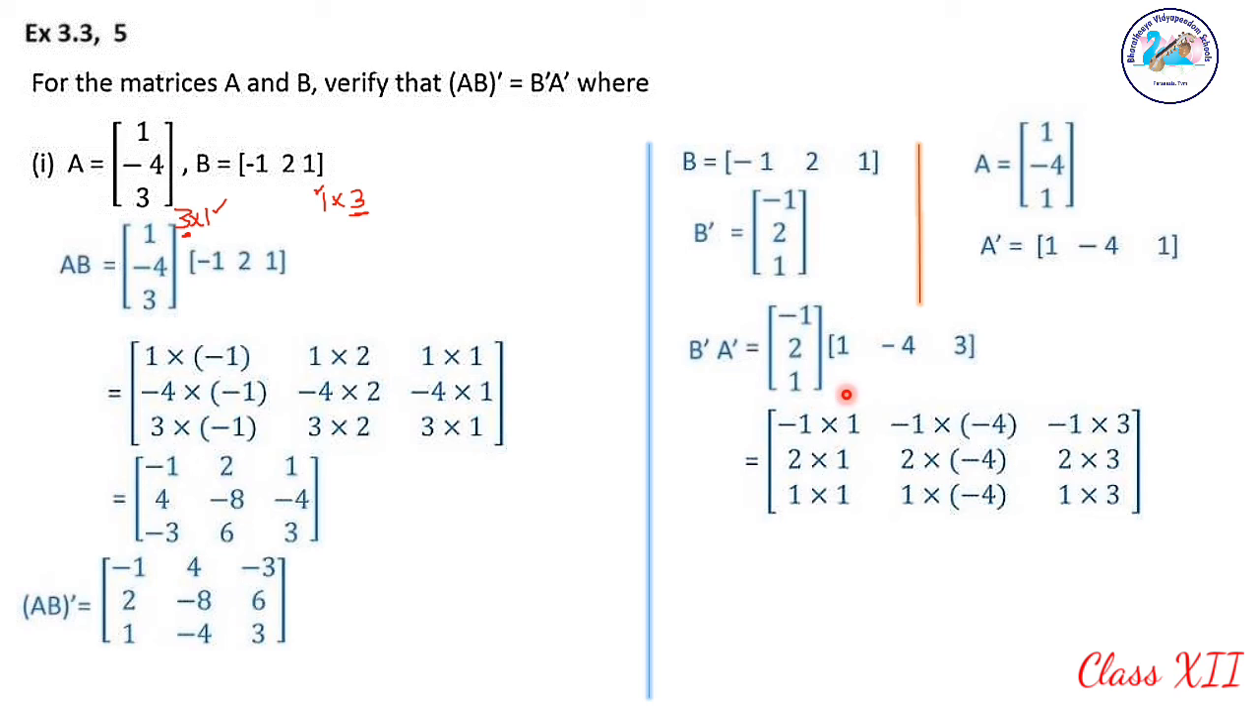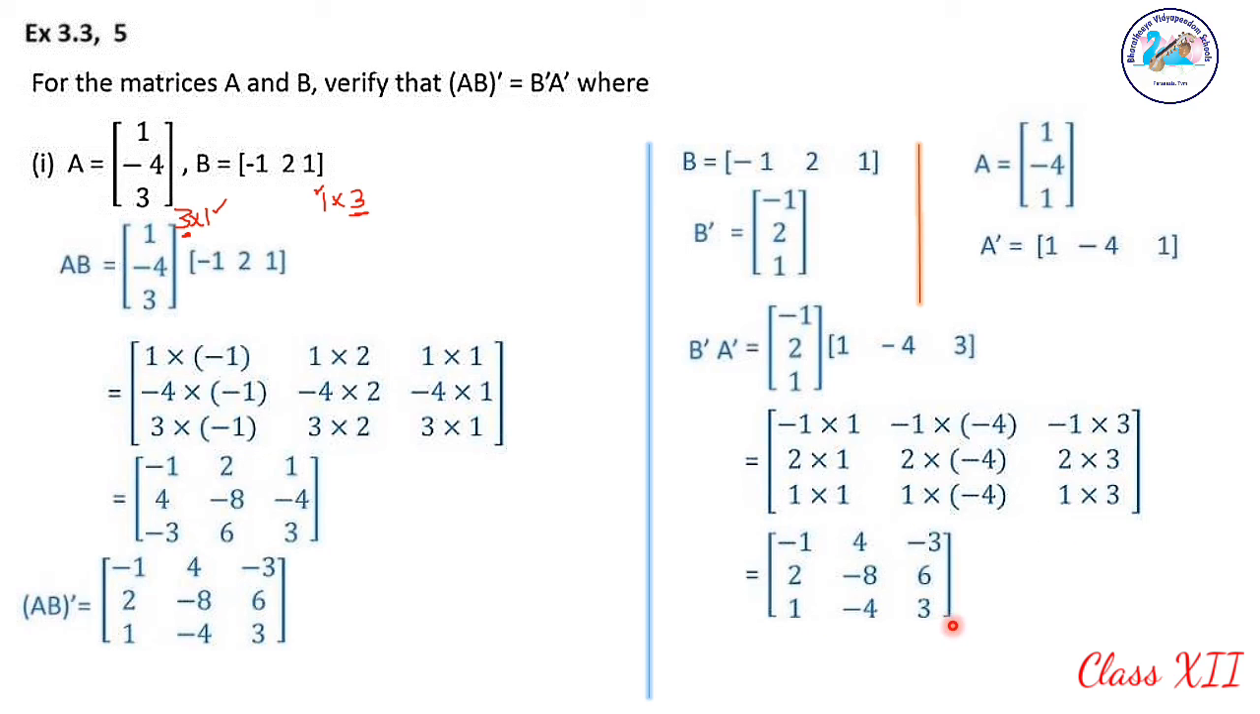Third row with the first column, 1 into 1. Third row with the second column, that is 1 into minus 4. Third row with the third column, that is 1 into 3. We'll do the calculation. Minus 1 into 1 is minus 1. Minus into minus plus 1 into 4 is 4. Minus 1 into 3 is minus 3, 2 into 1 is 2, 2 into minus 4 is minus 8, 2 into 3 is 6, 1 into 1 is 1, 1 into minus 4 is minus 4, 1 into 3 is 3.